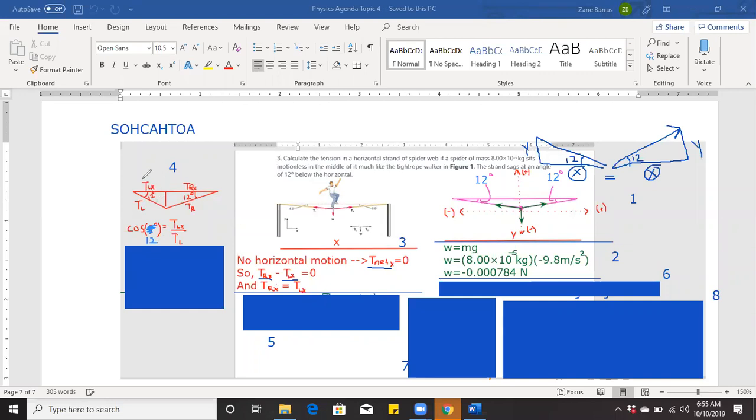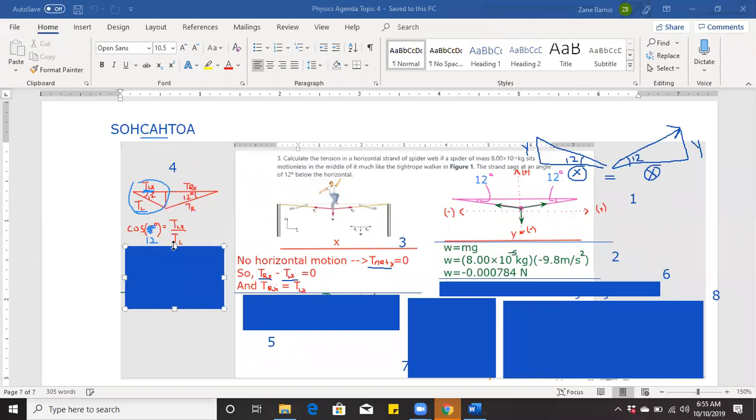If you look at the triangle, if I wanted to figure out TLX, you see how TLX is the adjacent side to that 12 degree angle? If that's the adjacent side, I could use the cosine function to solve for it. Since cosine is adjacent over hypotenuse, I could say cosine of 12 degrees is equal to TLX over TL, because TLX is my adjacent side and TL is my hypotenuse. That's how we're setting this up.